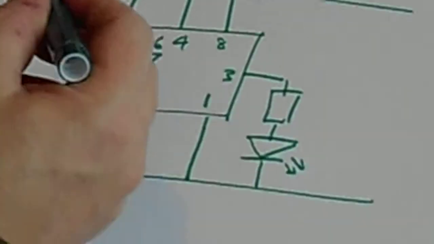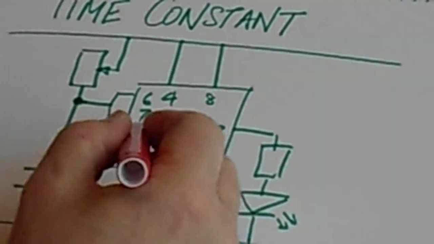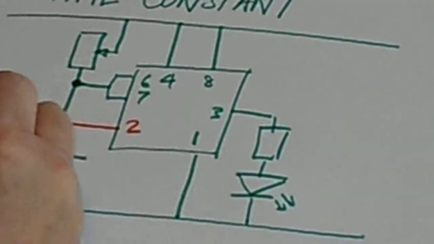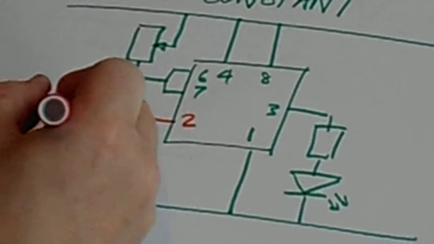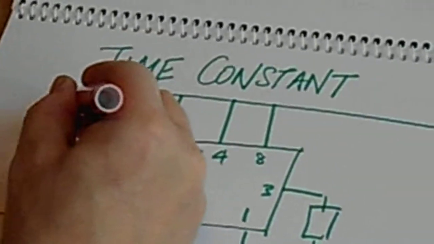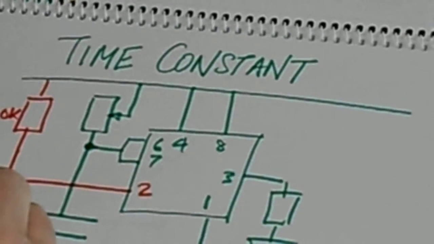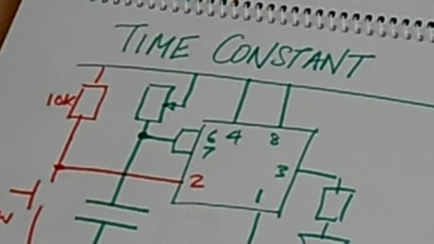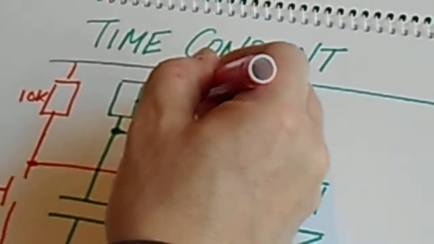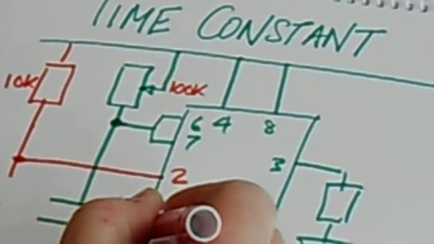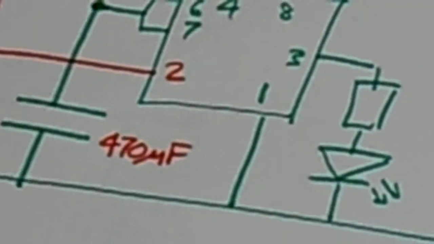That's the connection. This is the bit we're actually concentrating on, but however the circuit is actually triggered by pin number 2 going to a switch and typically a 10k resistor. So that's a press switch, some sort of pull switch that goes on and off. This is typically 100k and this is typically 470 microfarads. So that's the basic circuit.